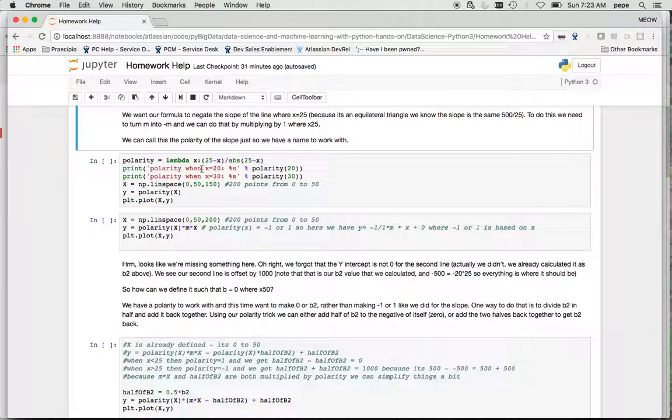So to demonstrate this, we've got an example of our polarity function where x equals 20, so it'll be positive, and where x equals 30. We're also just going to go ahead and plot that as well.